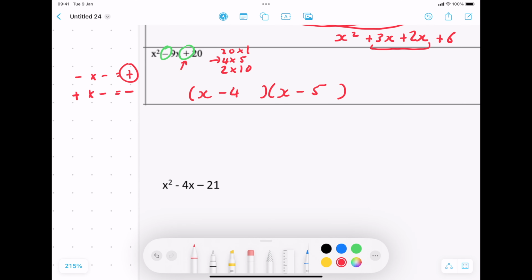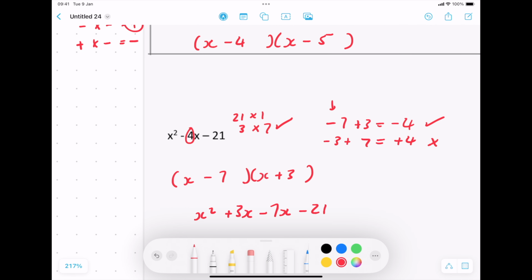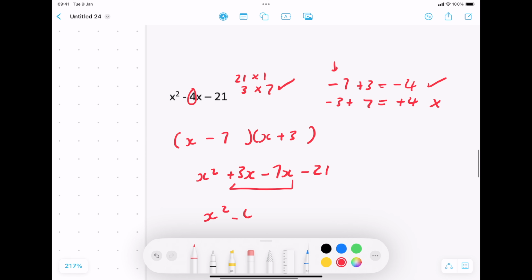Final one. So same drill, multiples of the last number. The multiples we need are the 3 and the 7, because either when added or taken away, in this case taken away, so the difference between them is going to make 4. And we need to make minus 4. So the way to create minus 4 would be to have, rather than minus 3 plus 7, which would give us positive 4, which would be incorrect. So let's put that in. So x minus 7, x positive 3. And then a quick check, and we can see that 3x minus 7x is going to give minus 4x.